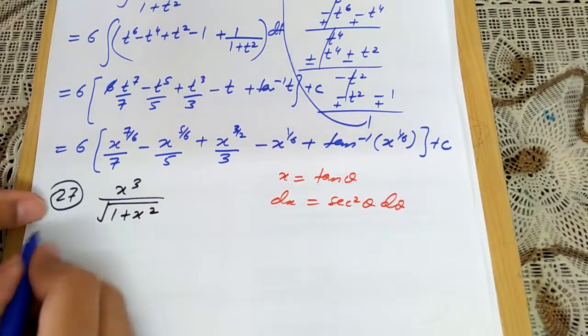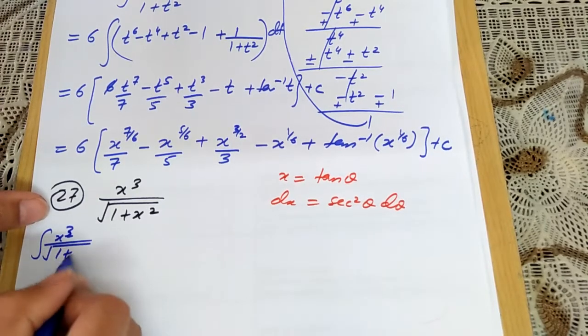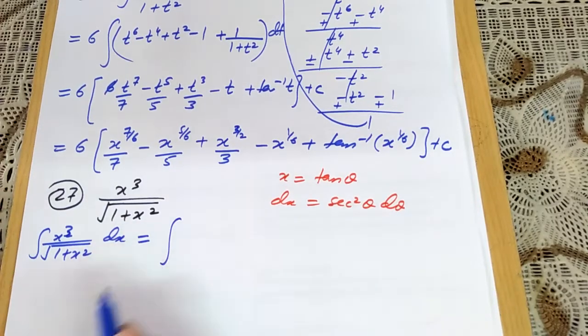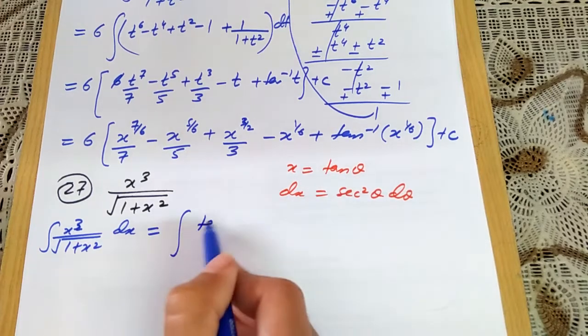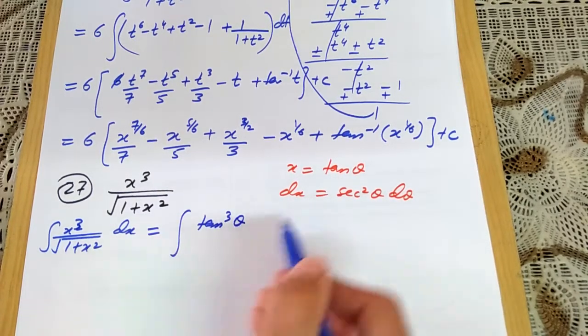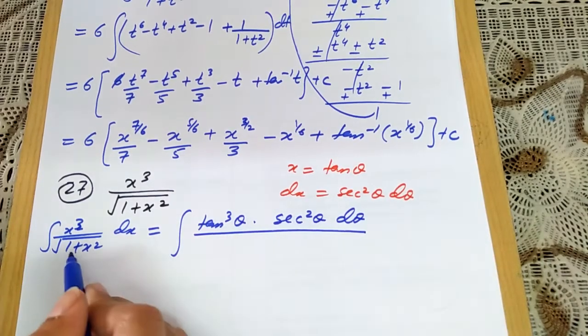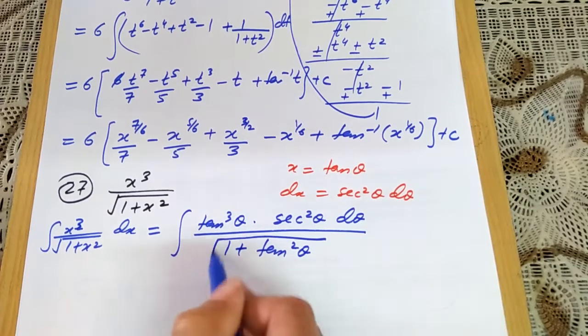So it will be integration of x cube over square root of 1 plus x square dx. That will be equal to the integration of x cube, which will be tangent cube of theta, and dx is secant square of theta d theta, divided by the square root of 1 plus x square, which is 1 plus tangent square of theta.